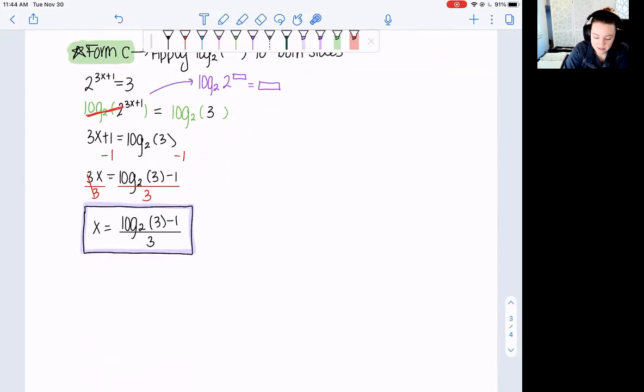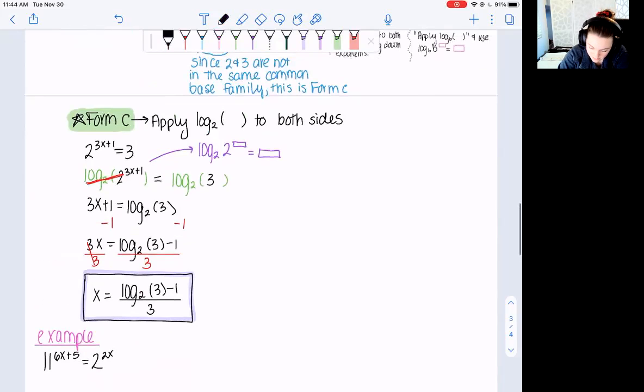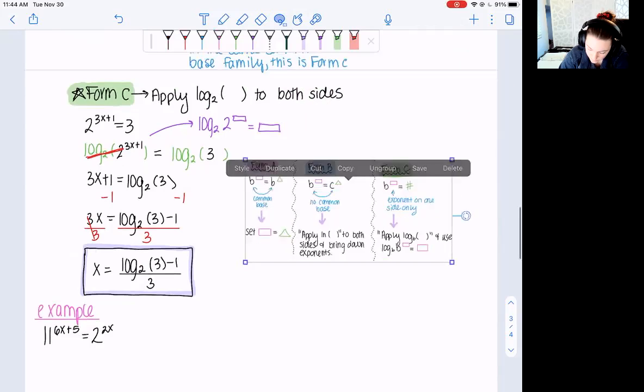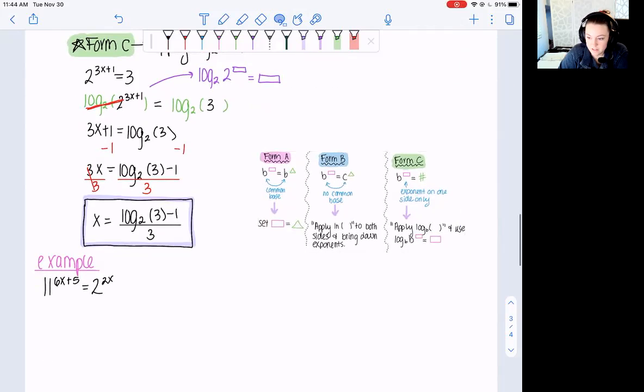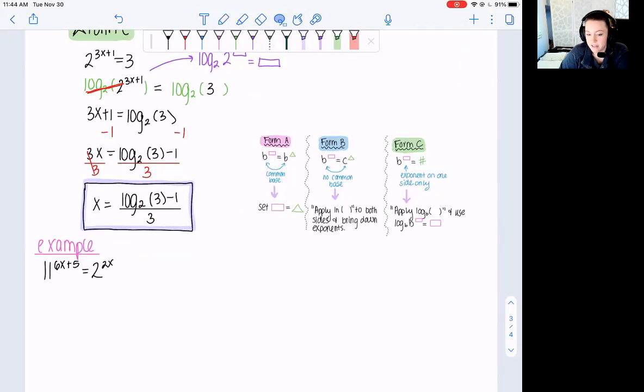These problems can get the tiniest bit messy. And let me show you. 11 raised to the 6x plus 5 equals 2 raised to the 2x. This is just flat out in form B. The bases are not the same, and they're not in the same family at all, and there's exponents on both sides.